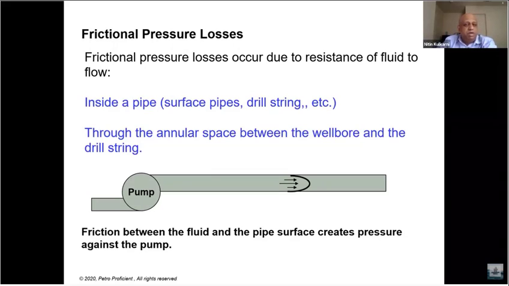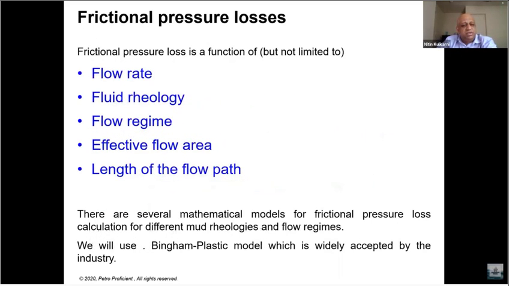So the mud pumps that we use on the rig, the pressure that is created against those pumps, this is the pressure the pump has to overcome in the circulating system in order to ensure that the fluid moves from the pump all the way to the bottom of the well, to the surface, and then to the shale shakers.